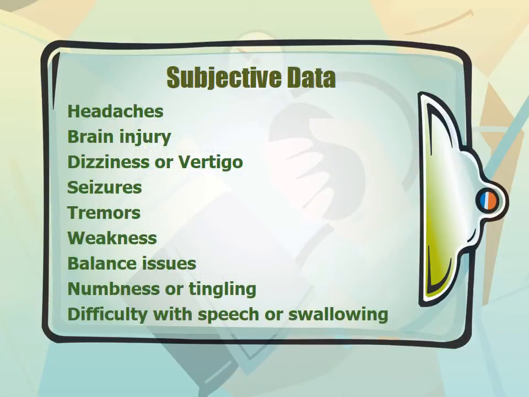All right, so subjective data. What are some of the things that we are going to look at? One of the big things when it comes to neurological that we look at is headaches. We want to know not only do they have them, but if they do have them, we want to know how frequent they are and how severe they are. Do they keep them from going to work? Do they have to take medication? Does it get better if they just lay down and rest?